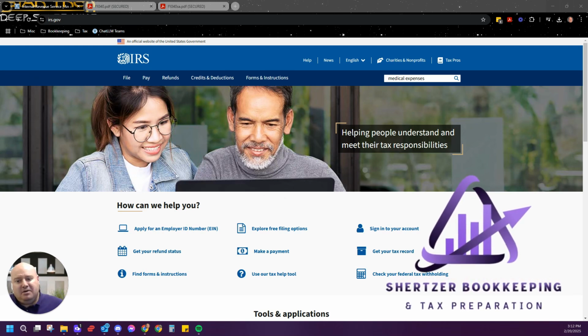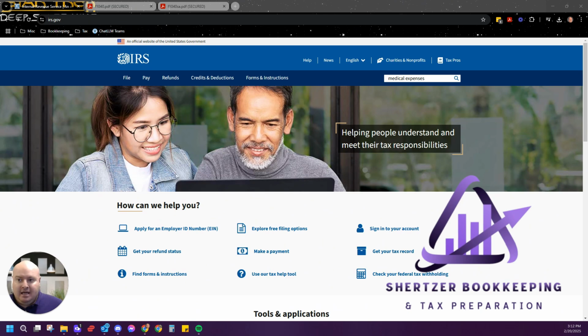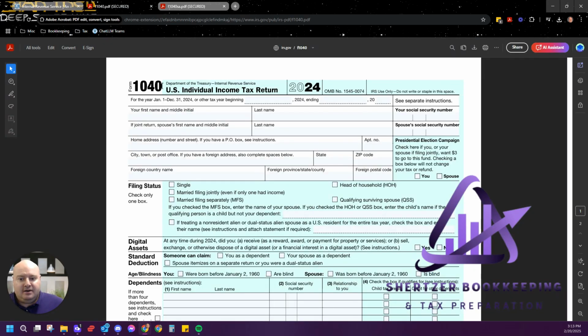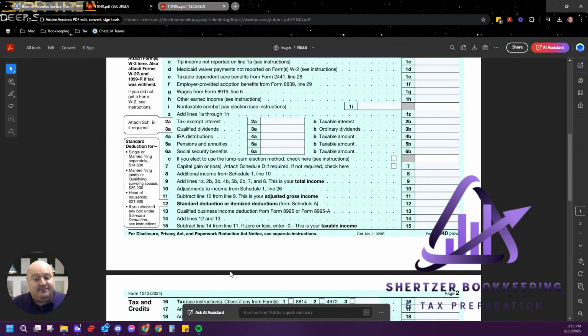So today we're going to talk about the Schedule A. Last week I talked about property taxes and mortgage interest. So just to recap, where those would go on the 1040 is down here. This is the 1040 return, individual tax return. Where those will go on this form, this is kind of the summary form. This would be the standard deduction or itemized deductions from Schedule A.